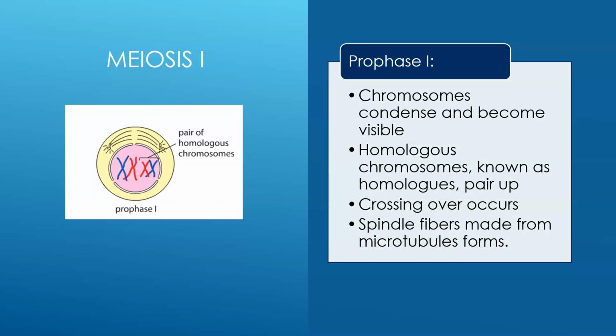During prophase 1, the chromosomes condense and become visible. You can only see chromosomes, remember, once they're condensed. Before then, they're this spaghetti mess. Homologous chromosomes, known as homologues, pair up. Crossing over occurs. This process of crossing over we will look at a bit further in the following slides, but this is where chromosomes actually swap some of their genetic material. It's quite fascinating. Also during prophase 1, our spindle fibres are being produced as the microtubules form.